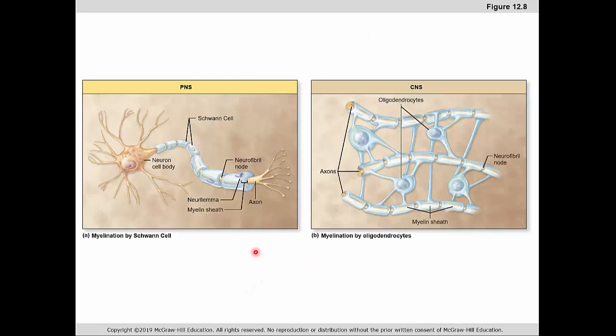So here's looking at the difference between myelination in the peripheral nervous system with the Schwann cells. You can see that each Schwann cell, which are individual cells, wrap certain areas along the axon. Then we're looking at the central nervous system and the oligodendrocytes. They surround parts of the neurons within the brain and spinal cord.